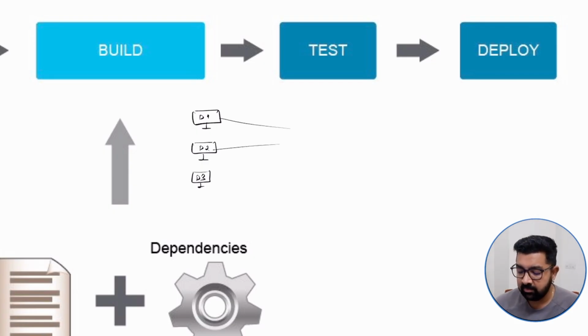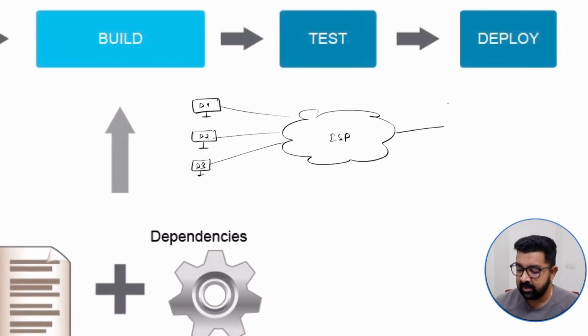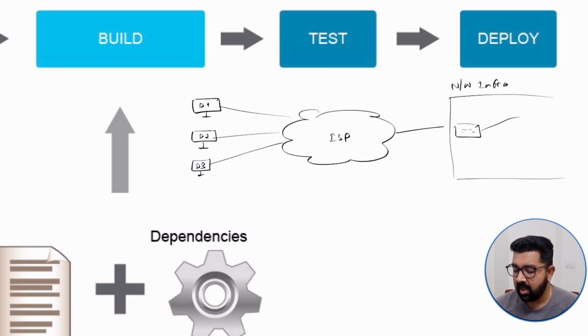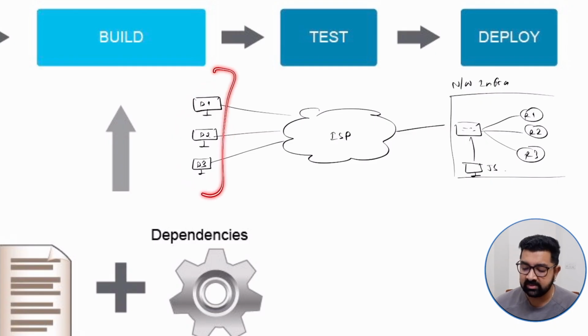Now all these 3 developers are sitting somewhere in the office and they're connected to the internet using the ISP, and maybe remotely somewhere else you have your network infrastructure, right? In that infrastructure you somehow have connectivity with the production devices. Maybe you have router 1, router 2, router 3, and then you might also have a jump server, right? So what usually engineers do, these engineers maybe are sitting somewhere in Dubai, but your network infrastructure is hosted in maybe Hyderabad in India, right?